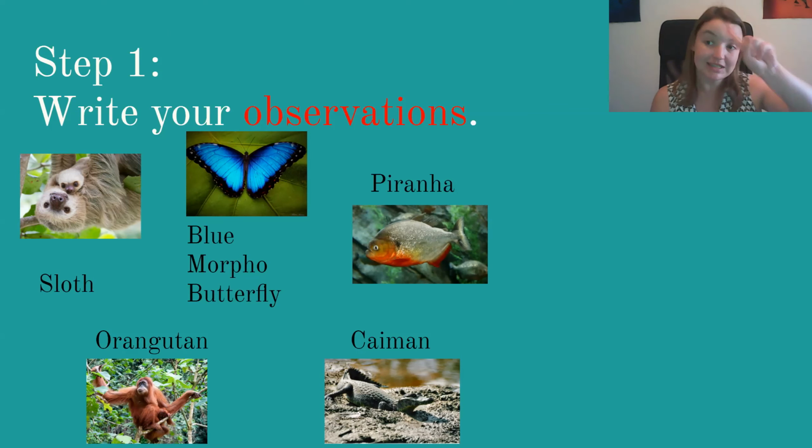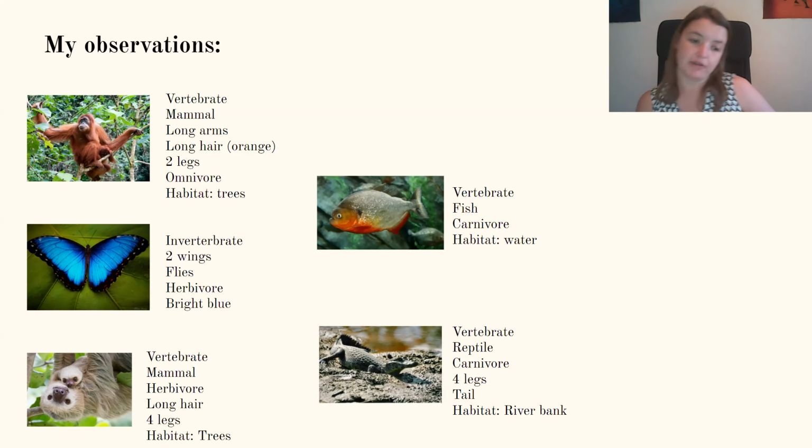The sloth is a vertebrate. It's a mammal. It's a herbivore. I know that because I've looked it up. It's got long hair, 4 legs, and it lives in trees. So there's a similarity there with the orangutan, but it is different because of its 4 legs and its colour of hair. So I could remember that when I'm thinking of my questions later.